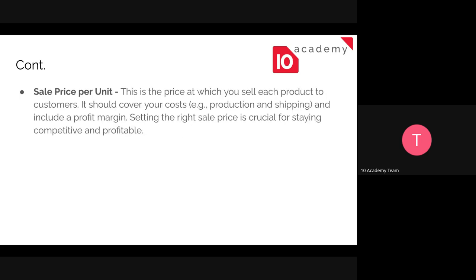So the next one is sale price per unit. This is the price at which you are going to sell each product to your customers. It should cover the costs that you put in order to bring or manufacture that product, and it should also include your profit margin. So the sale price includes both the manufacturing costs for a product and your profit together. Having a sale price is essential because you can stay competitive and profitable in your market space. So having it is a crucial one.